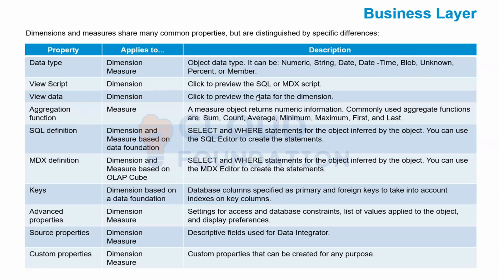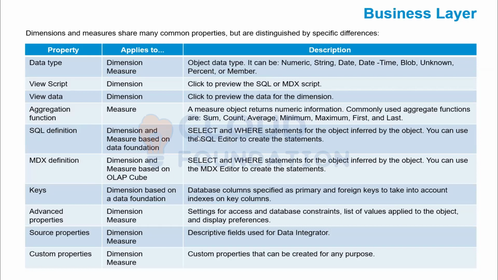View script, we have the option to preview the SQL or MDX script. View data, we can view the data that is there from the database. Aggregation function, we can aggregate some measures to sum or count or average quantity. It will give the average quantity of a particular region. Sum of the quantity, count of, minimum, maximum, first, last. These all come under aggregation functions.